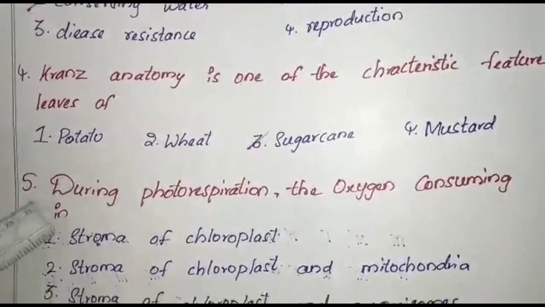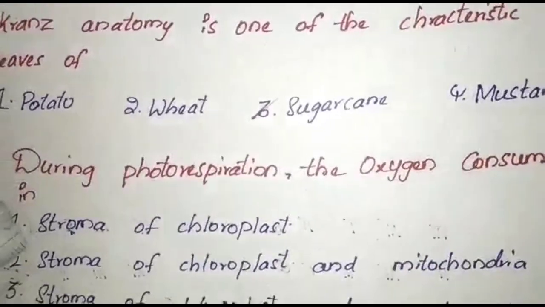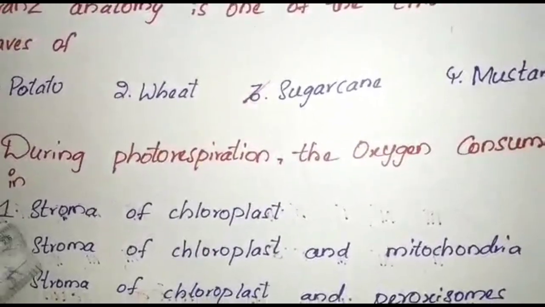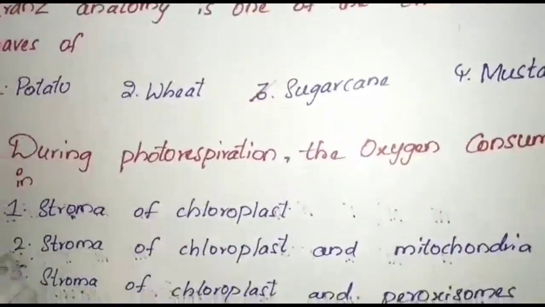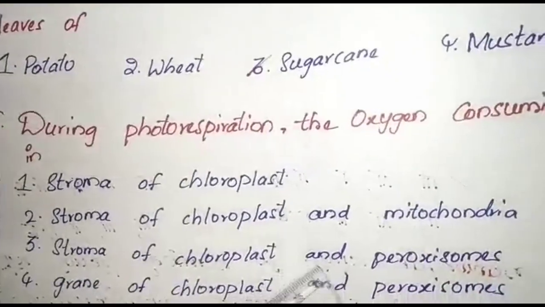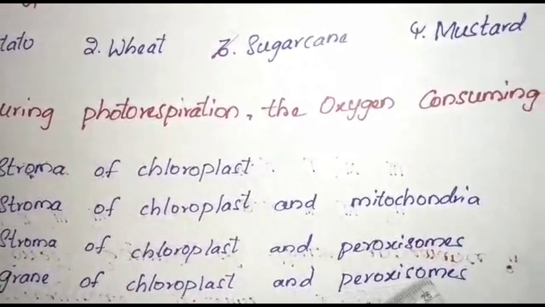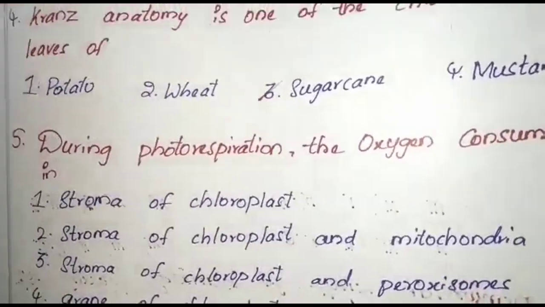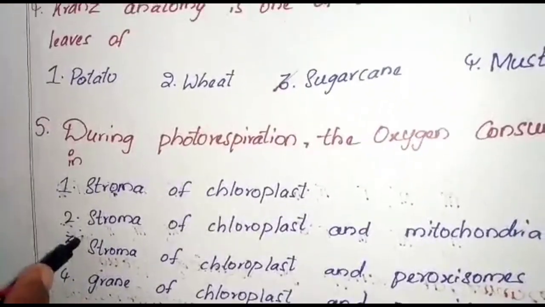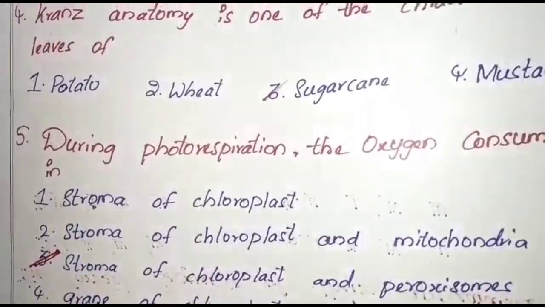Then the fifth question is: during photorespiration the oxygen consuming reactions occur in. Option 1 is stroma of chloroplast, option 2 is stroma of chloroplast and mitochondria, option 3 is stroma of chloroplast and peroxisomes, option 4 is grana of chloroplast and peroxisomes. So here photorespiration takes place, and oxygen is consumed in the chloroplast as well as peroxisomes.